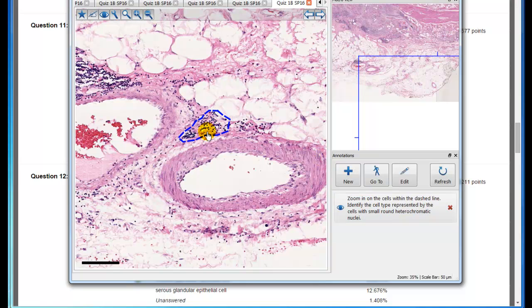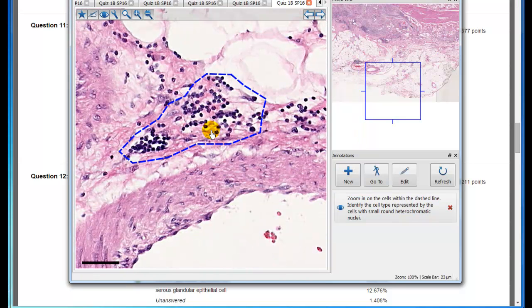These are the cells in question with the dark, round, heterochromatic nuclei. And the size here, you see here's a red blood cell, it's 7 microns, so it's very close to that, maybe 5 microns in diameter. And these are the two structures, red blood cells and lymphocytes, that you were advised to use in internal measurements within a specimen. And you see this bar here is 23 microns.